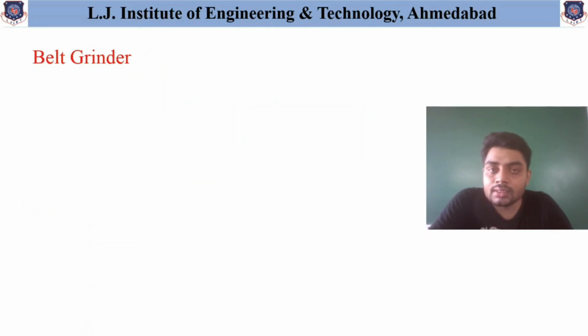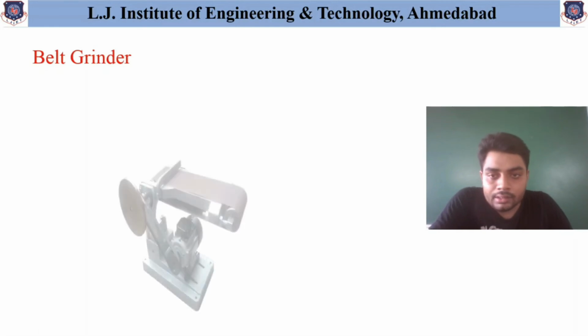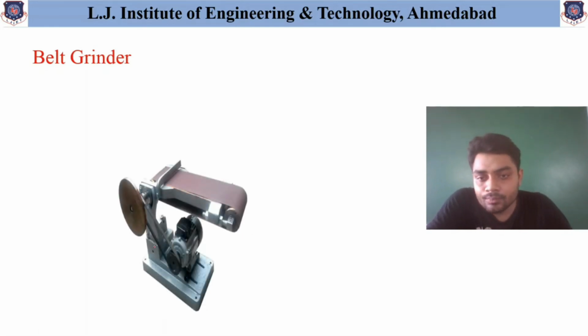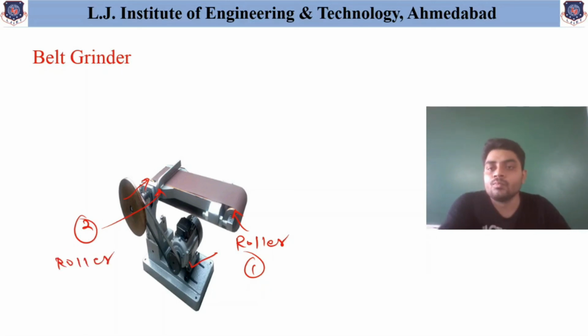And the third one, that is the belt grinder. As you can see from the figure, the motor is attached over here. By using the V-belt pulley, the motion is transmitted to the roller provided over here. One roller is provided over here and the second roller is provided over here. Now as you can see, the abrasive belt is attached on these rollers, and as this abrasive belt is attached properly, when the motor starts, this abrasive belt also rotates about these rollers.